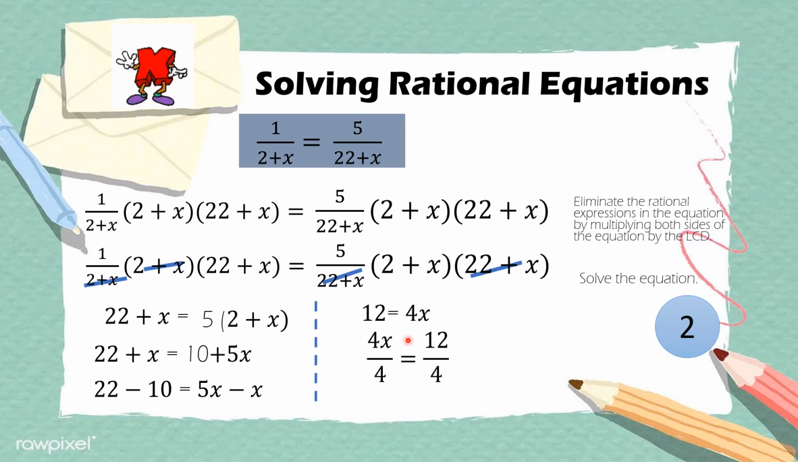Divide both sides by 4. So 4x divided by 4 equals 12 divided by 4. So x equals 3. So here, the solution for this rational equation is 3.